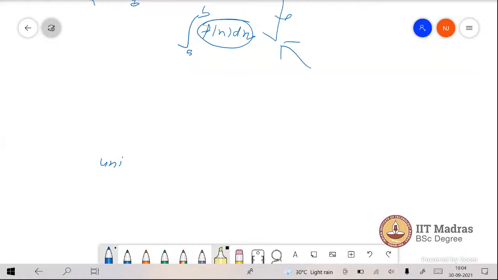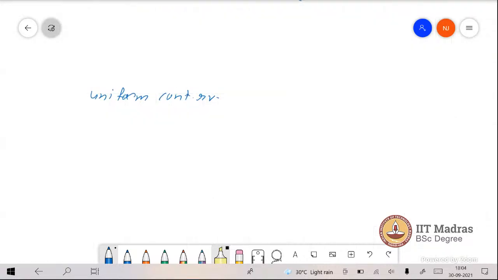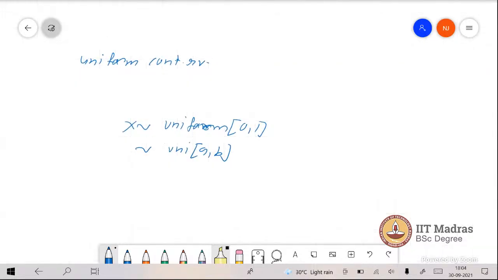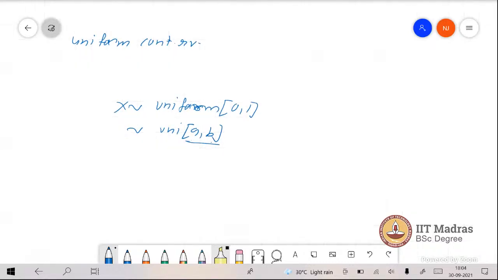Now look at some examples of continuous random variables. First comes the uniform continuous random variable. The same thing: each and every point is equally likely to occur. If I say x is uniform within the interval 0 to 1, or uniform in the interval a to b, it means each point inside the interval a to b is equally likely to occur. So what will be the density?